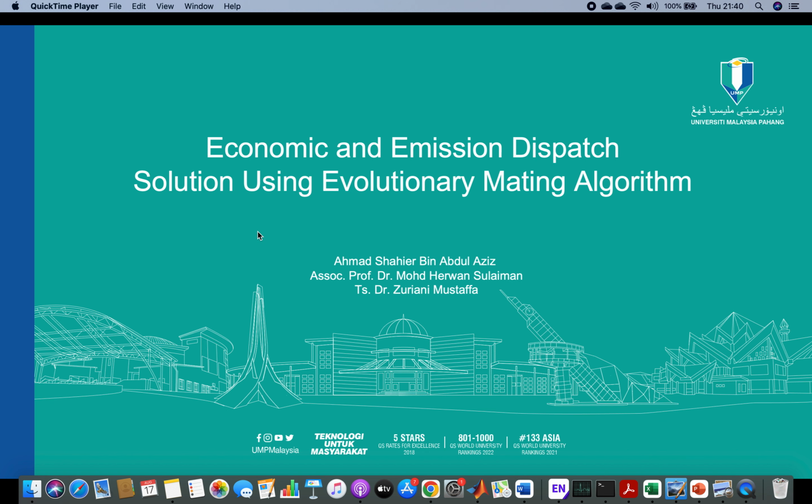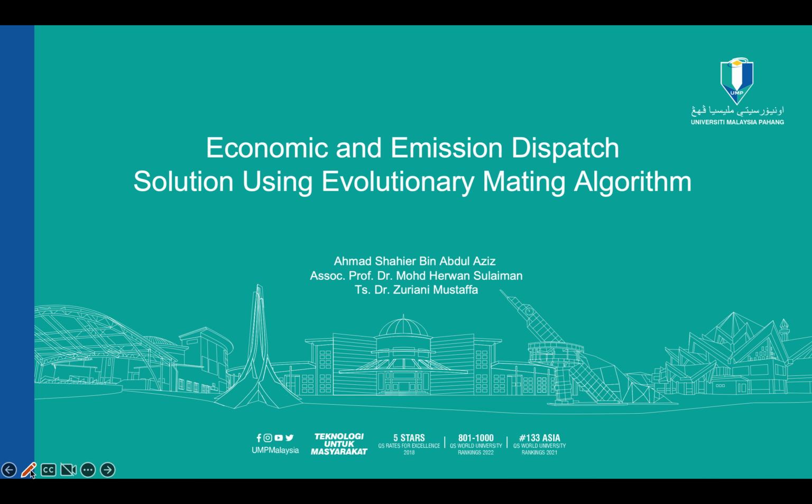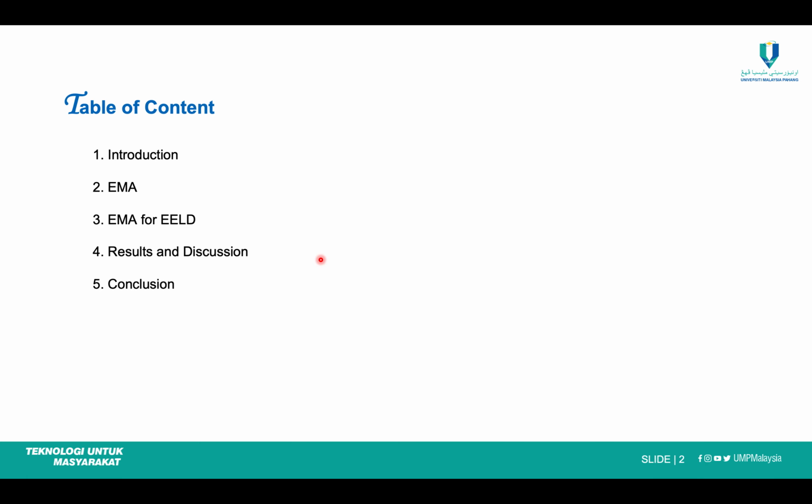Okay, today I will present my paper. The title of my paper is Economic and Emission Dispatch Solution Using Evolutionary Mating Algorithms. Basically, this is a student's paper. Ahmad Shahir bin Abdul Aziz is the author, and I am the co-author as well, with Dr. Zuriani Mustafa.